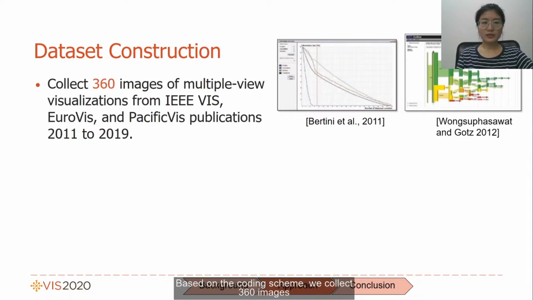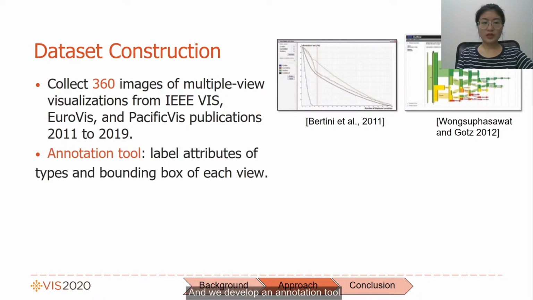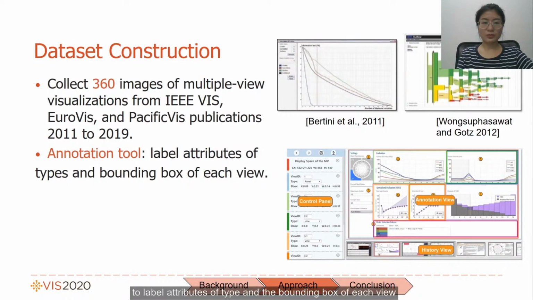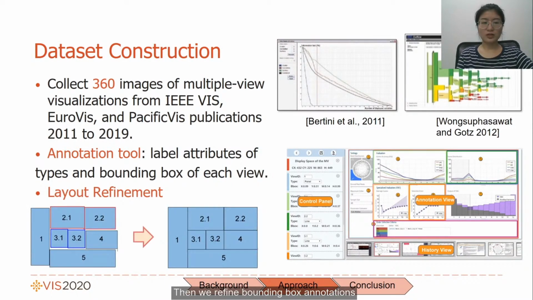Based on the coding scheme, we collect 316 images from IEEE VIS, EuroVIS, and Pacific VIS publications. And we develop an annotation tool to label attributes of type and bounding box of each view. Then we refine bounding box annotations to remove the effect of manual annotations. After that, we create a new dataset.